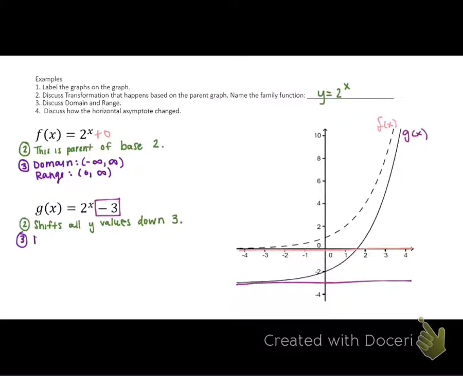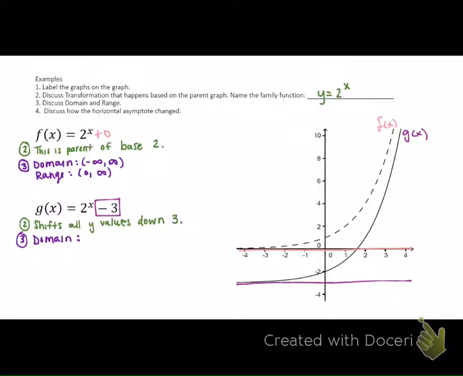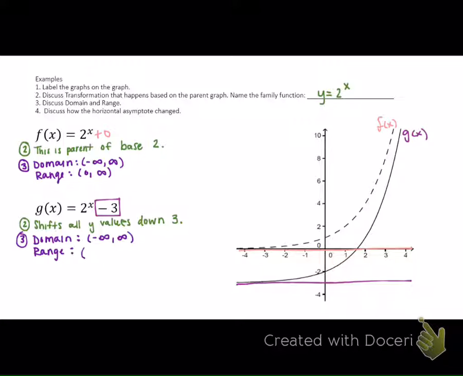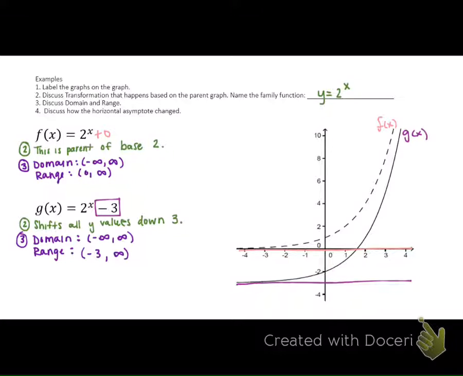sense in context. Spencer, what's the domain of g of x? Good, and what's the range? Of g of x, yes. Perfect. From the asymptote up.